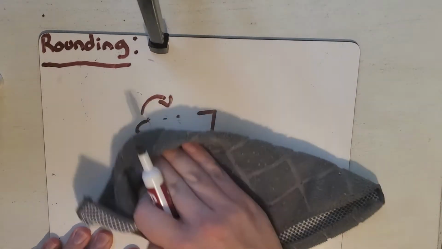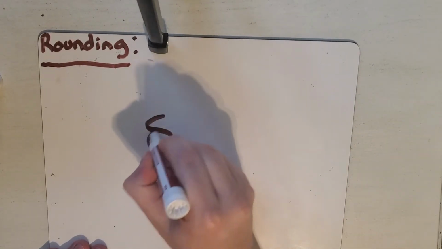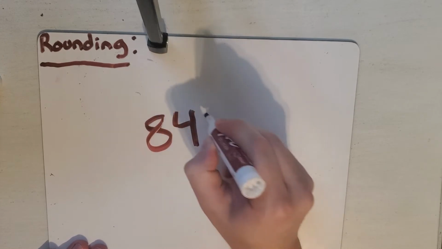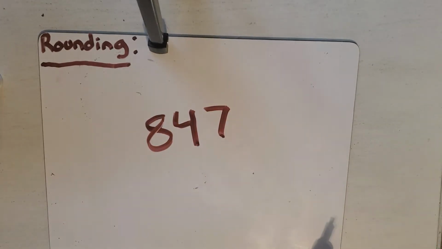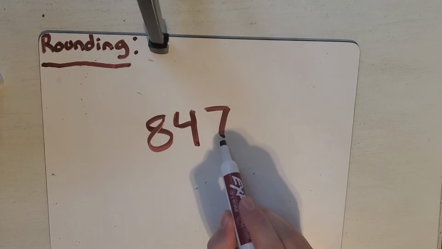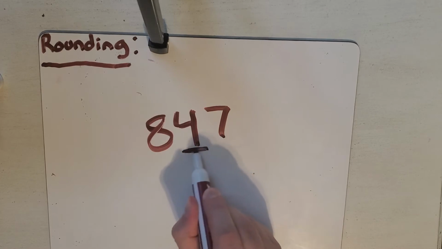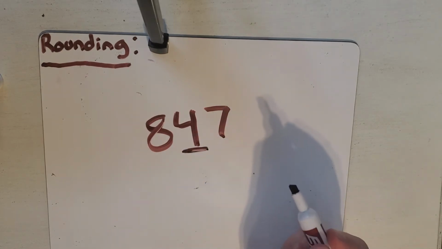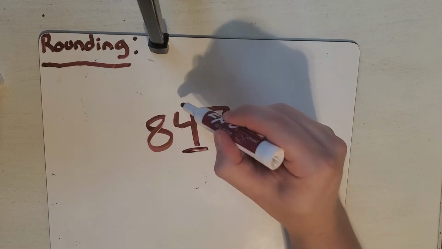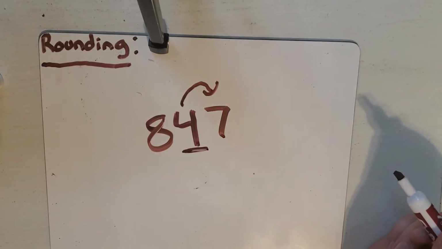If I took that same number, 847, and the question asked me to round it to the nearest 10, I'm going to look at my place values, my ones, tens. Alright, round to the nearest 10. So I'm going to underline my tens place. Then I'm going to look at the number next door. If the number next door is more than 4, add 1 more.